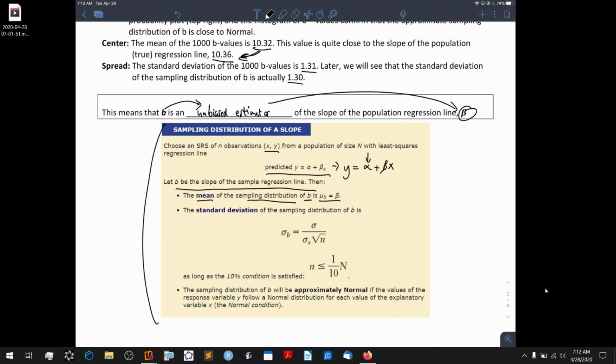Now this is very confusing because alpha for us usually means our significance level. Alpha here means the y-intercept of the population regression line, and beta here means the slope of the population regression line. So the mean of the sampling distribution of the sample slope is equal to the true population slope, and the standard deviation of the sampling distribution of b is this. You don't have to worry about that formula. That's not something you're ever really going to need to know or use or calculate.